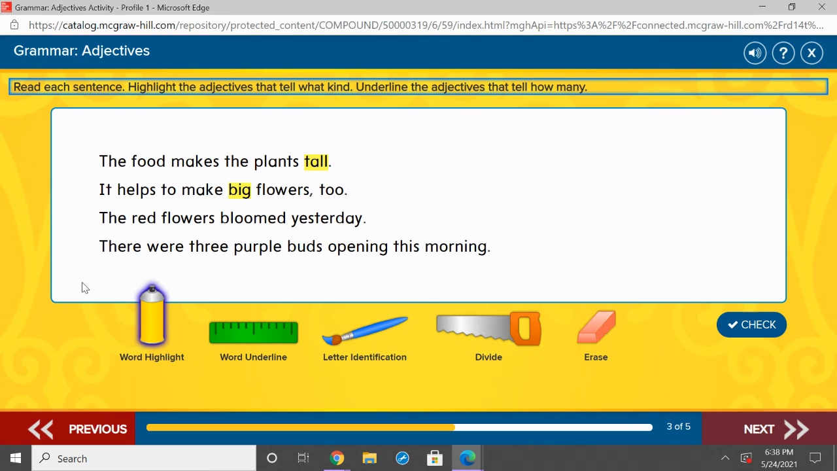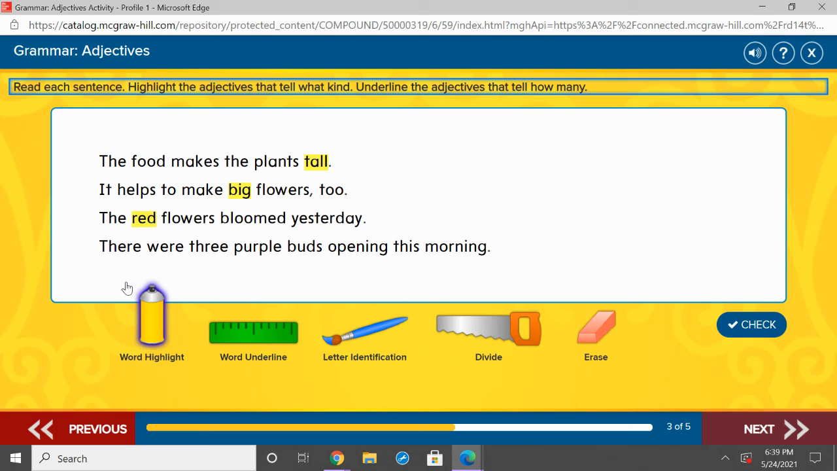All right, this next one. The red flowers bloomed yesterday. What's our adjective here? I want you to think this one through. What are the flowers? I'll give you a hint. So the adjective here is red, right? The red flowers. Now, does red describe what kind or how many? Let me hear it. Yell it out. It should be what kind. So that's going to be highlighted.